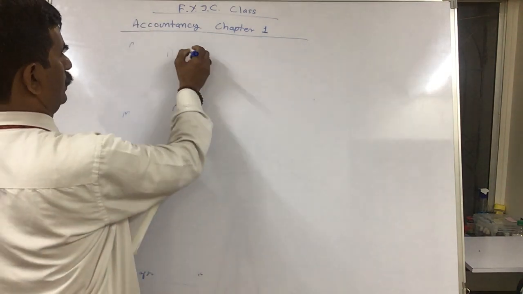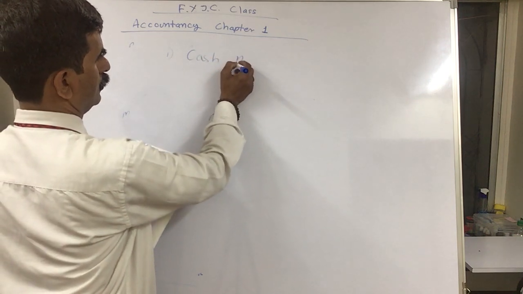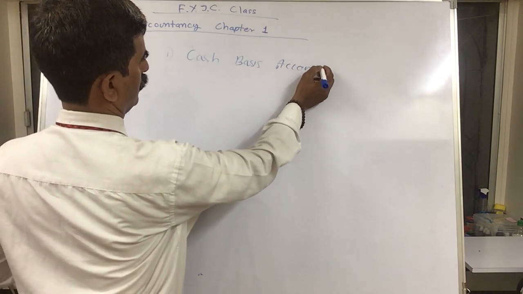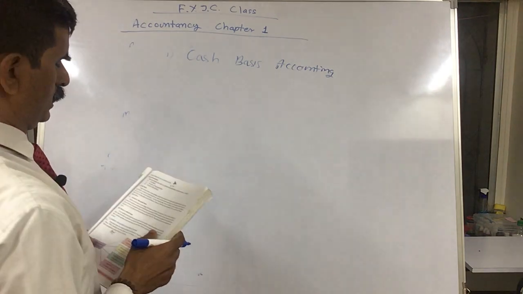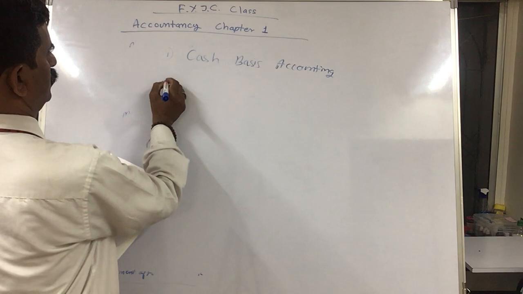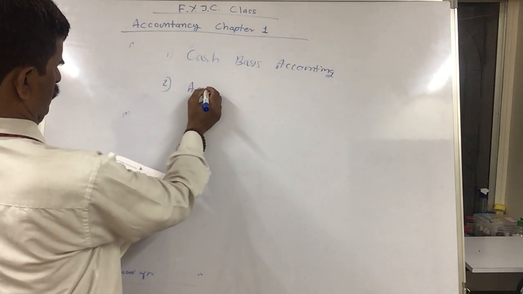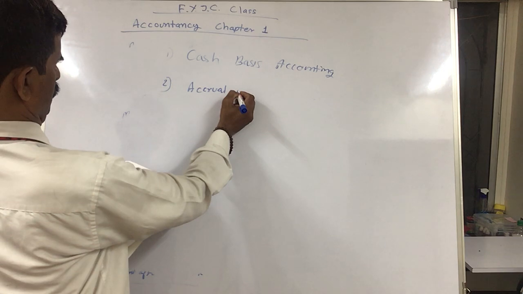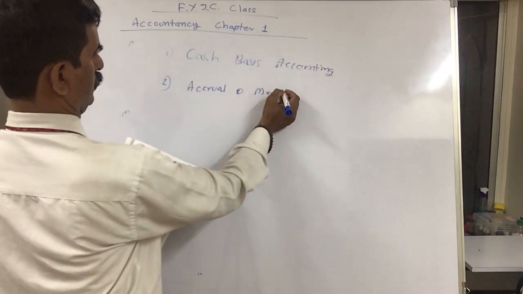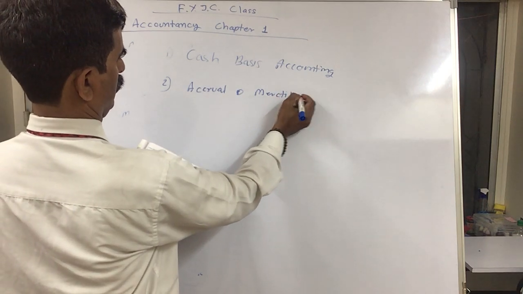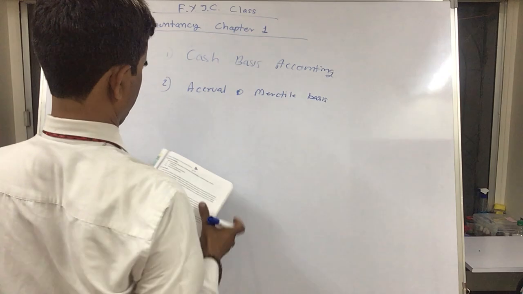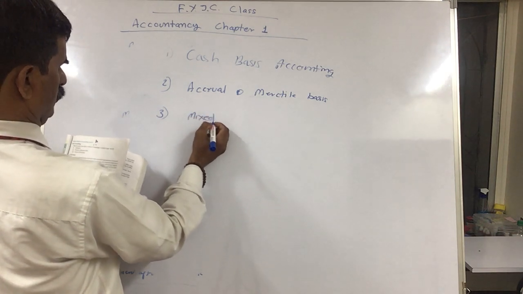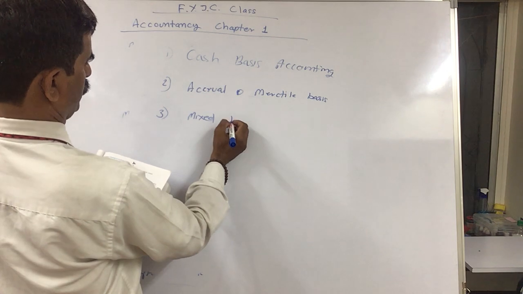First is cash basis accounting. Second is accrual or mercantile basis. Third one is mixed basis.